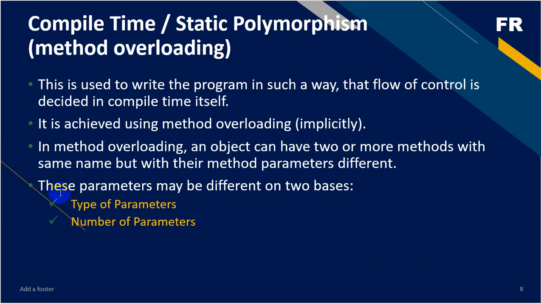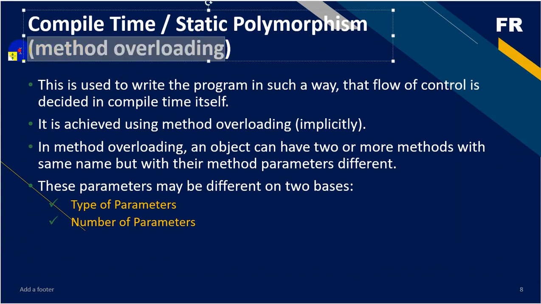Okay, first let's discuss static polymorphism, or method overloading. Remember, overloading is happening within the same class, and when you have more than one function, they have the same name but different signatures. This is used to write the program in such a way that the flow of control is decided at compile time itself. So what's happening is, it will decide at compile time itself, right?